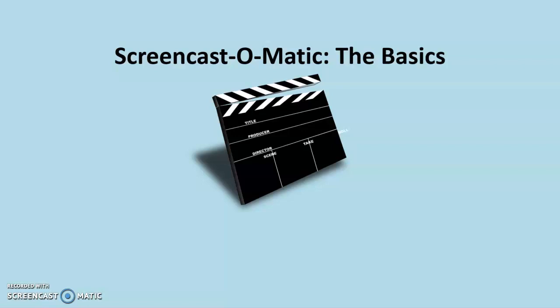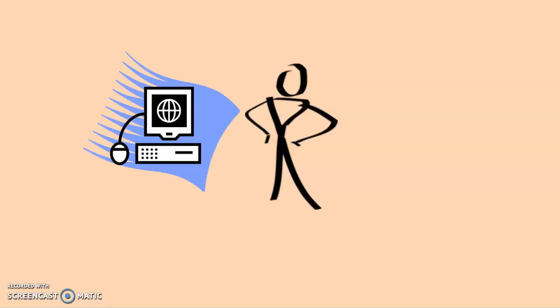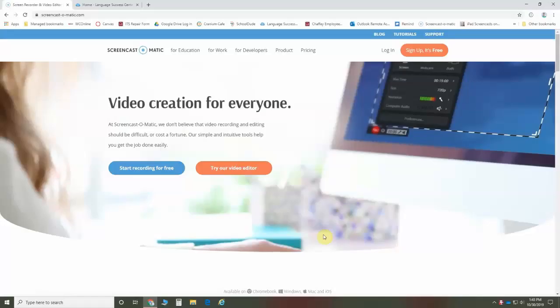With Screencast-O-Matic, you can create short videos of your computer screen and upload those videos in YouTube. All you need is a computer with internet access and a headset. First, go to Screencast-O-Matic.com. Then open the file or web page that you want to record.